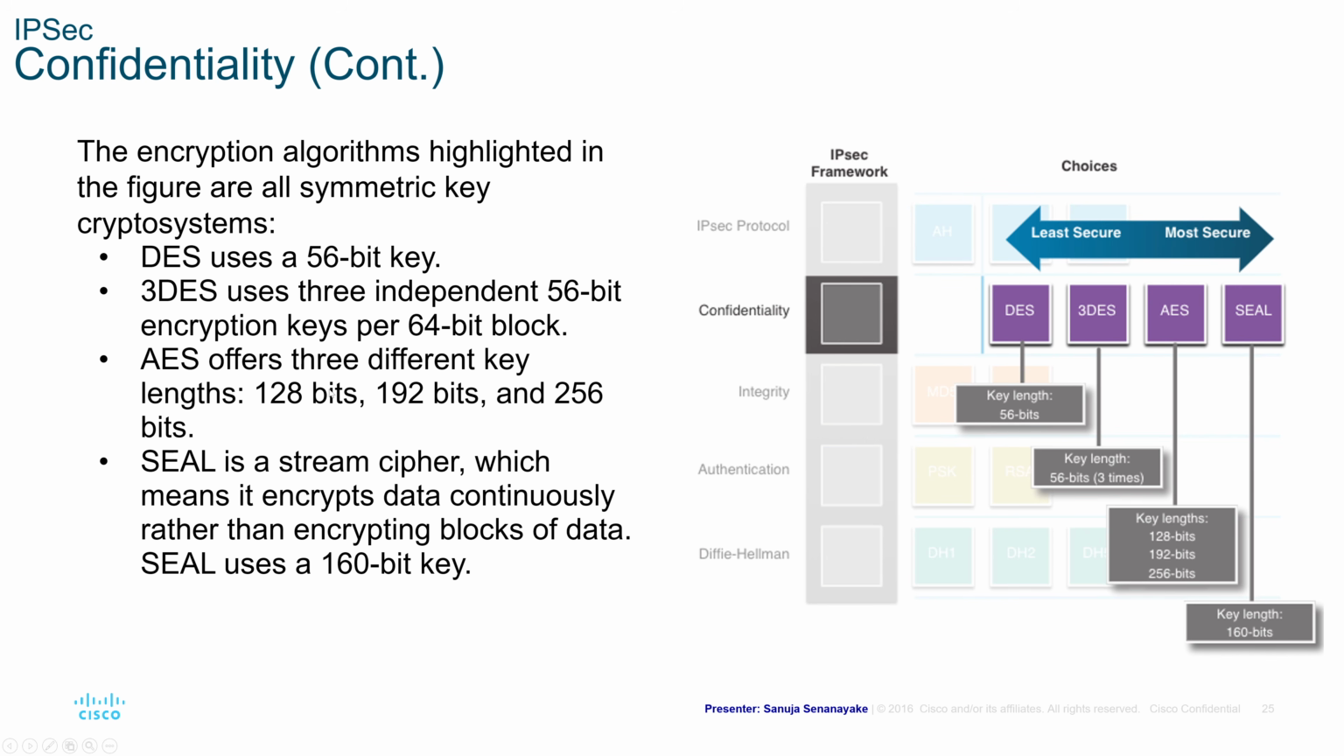AES offers three different key lengths: 128-bit, 192-bit, and 256-bit. So AES has more options available, and 256-bit is going to be the most secure of these three options. SEAL is a stream cipher, which means it encrypts data continuously rather than encrypting blocks of data. SEAL uses a 160-bit key. So instead of using blocks of data like the others, it is continuously encrypting data, and it uses a 160-bit key to do that.